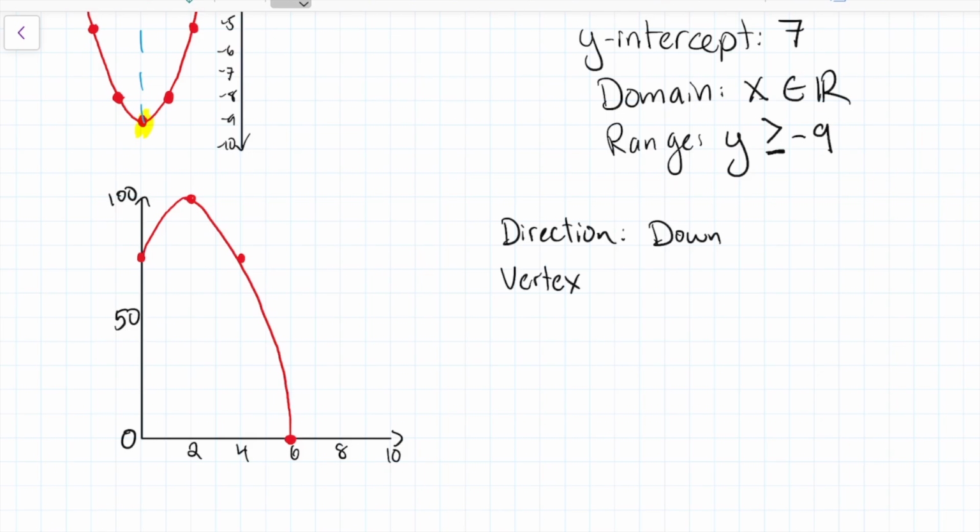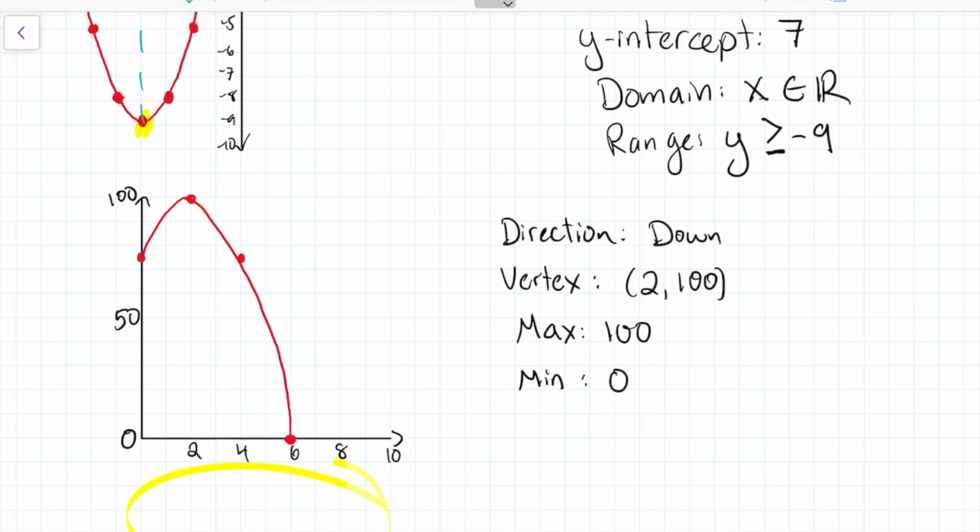Our vertex. Well, it doesn't really look necessarily like the middle anymore because the parabola has been cut off a bit, but hopefully you notice that it is at 2, 100. It's where the parabola has stopped going up and started going down. Our maximum, our highest y value, although it might not be y, it might be h or something. Our maximum is at 100. Our minimum, in this case, is at 0. There's nothing down here in the negatives.